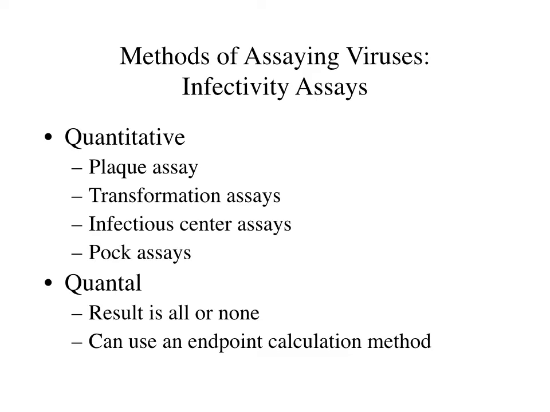So there's a whole group of assays out there that depend on the infectivity of the virus. In other words, the virus has to be able to infect and replicate to be recognized by these types of assays. And we can further divide these types of infectivity assays into quantitative, which gives us a direct count, such as a plaque assay, a transformation assay, an infectious center assay, or a POC assay, or the quantal assays, where the result is all or none, and you will typically use an endpoint calculation method. So these are the most commonly used infectivity assays out there, and we'll go through these in more detail.